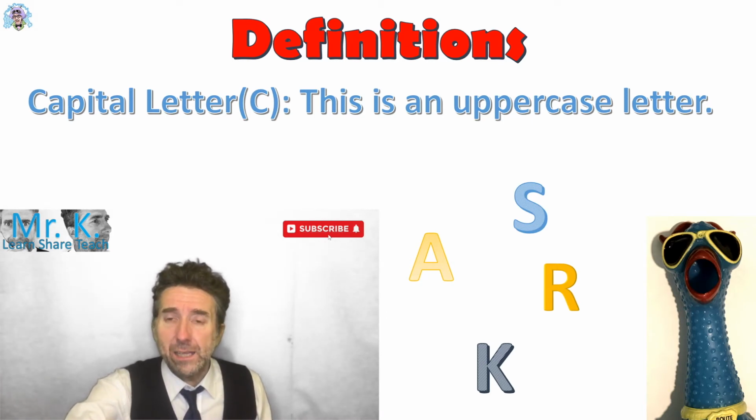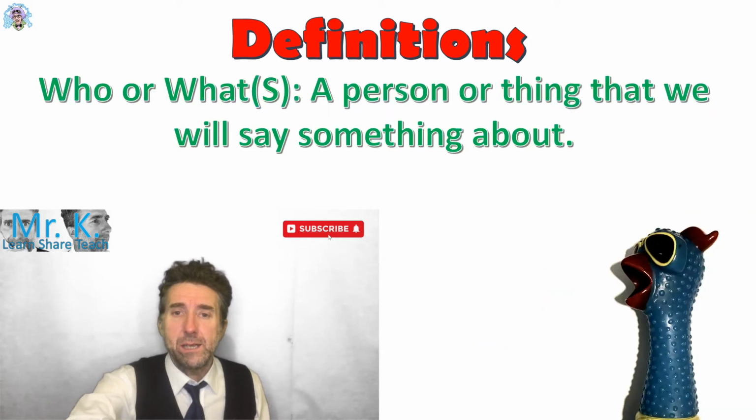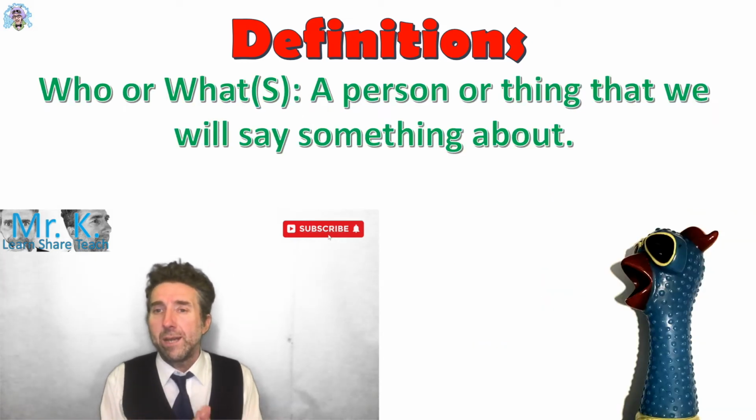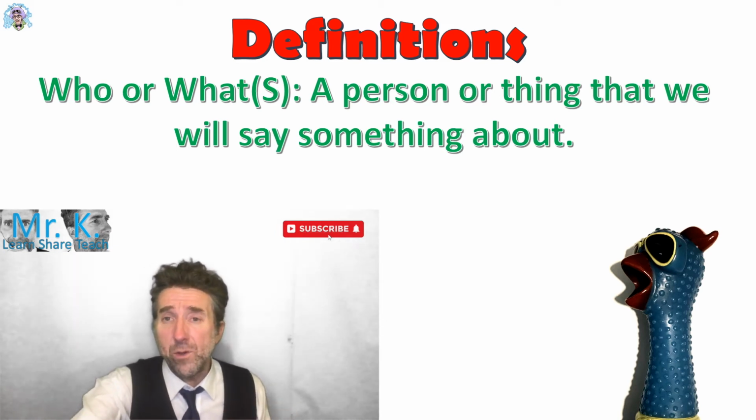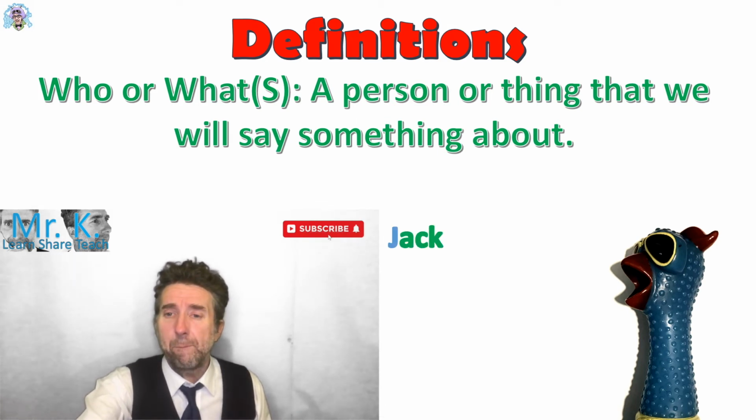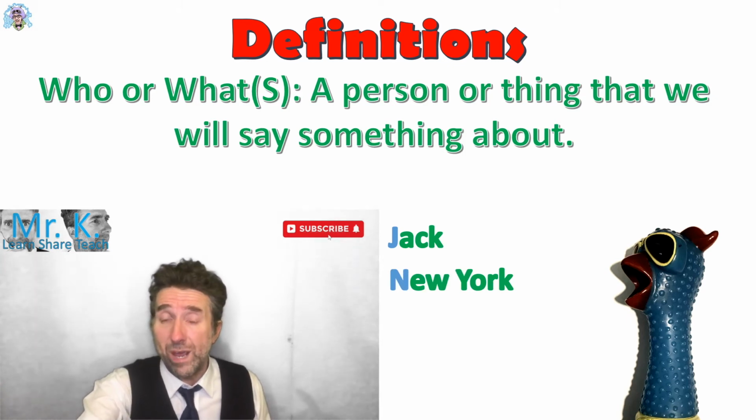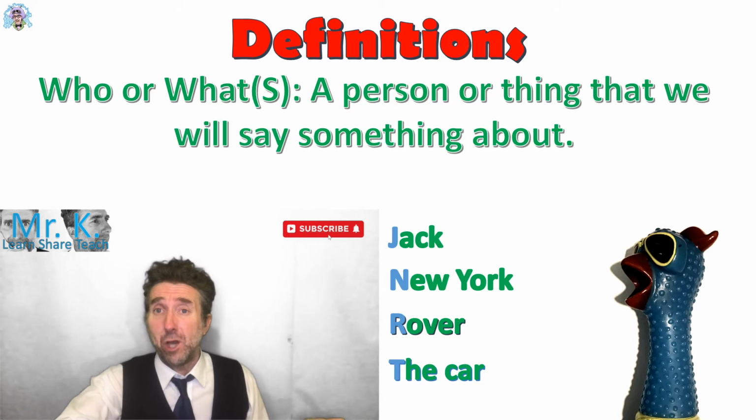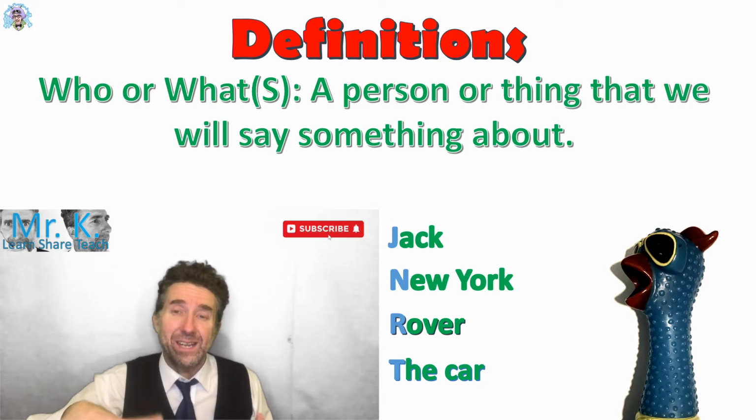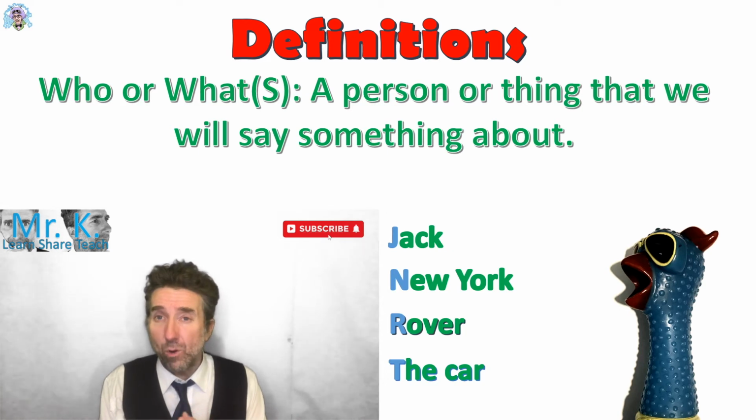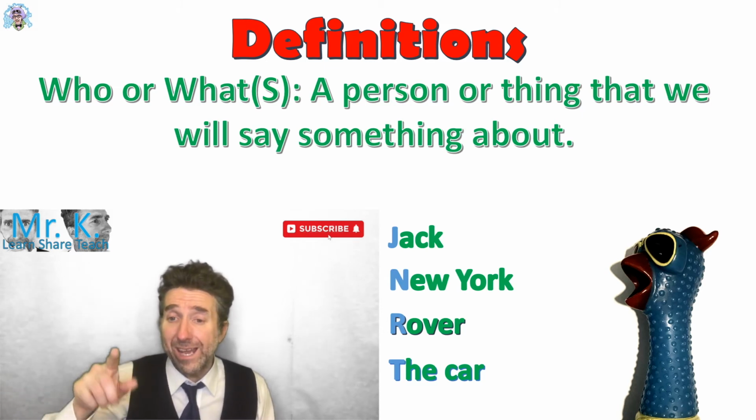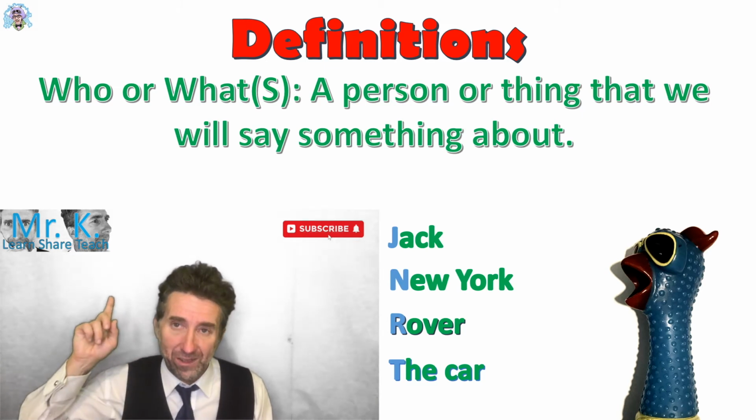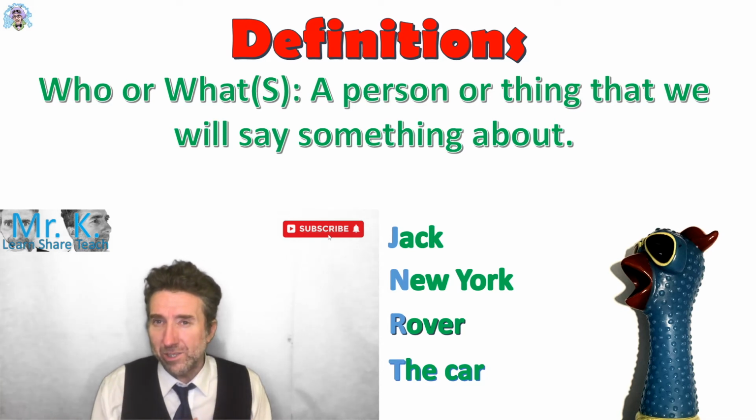Now, the next element in a sentence is this one, a who or a what. This is a person or a thing or even a place that we will say something about. So a few examples I could give you might be Jack, name of a person, so that's a who. Another one, New York, that's a place or that's a where. Rover, that's a dog's name. And the car, that is also a noun or a thing. Excellent. Cool. And they could all be at the start of the sentence. And I've highlighted each first letter in those because we're assuming that they're actually going to start a sentence.